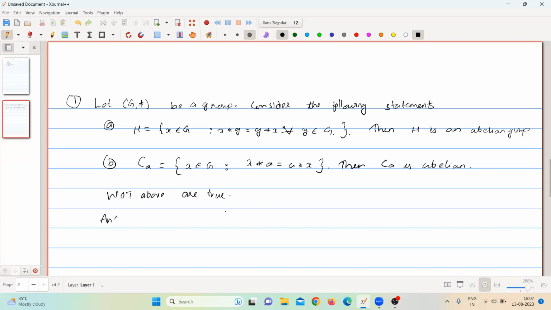Both are true, madam. Both are true? Okay, because they follow the commutative property? Okay, let us examine case by case. First one, let us see. A: what is the name of the group H?